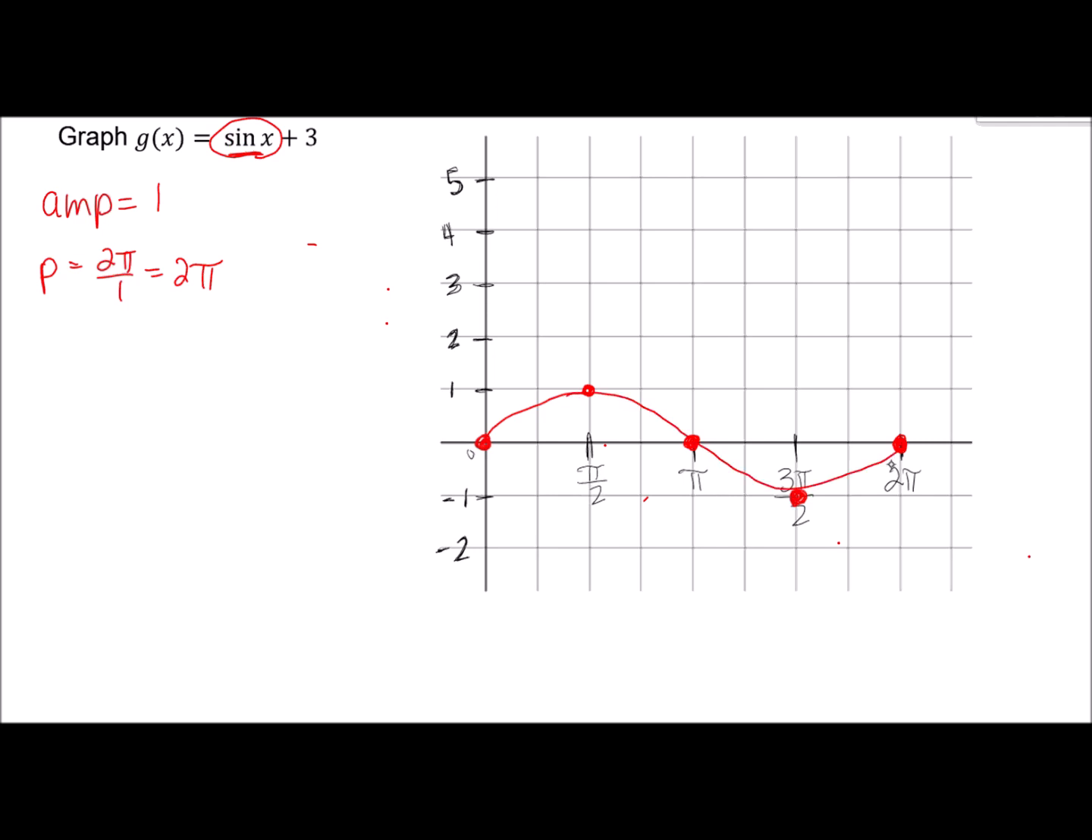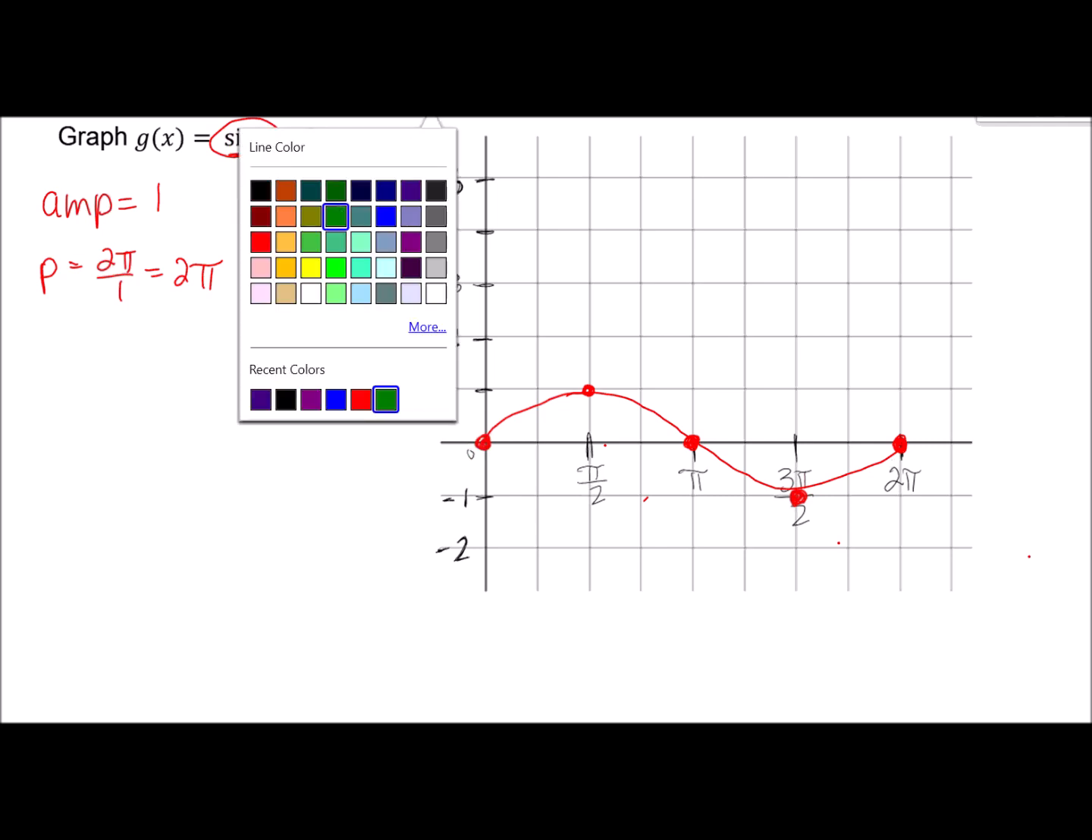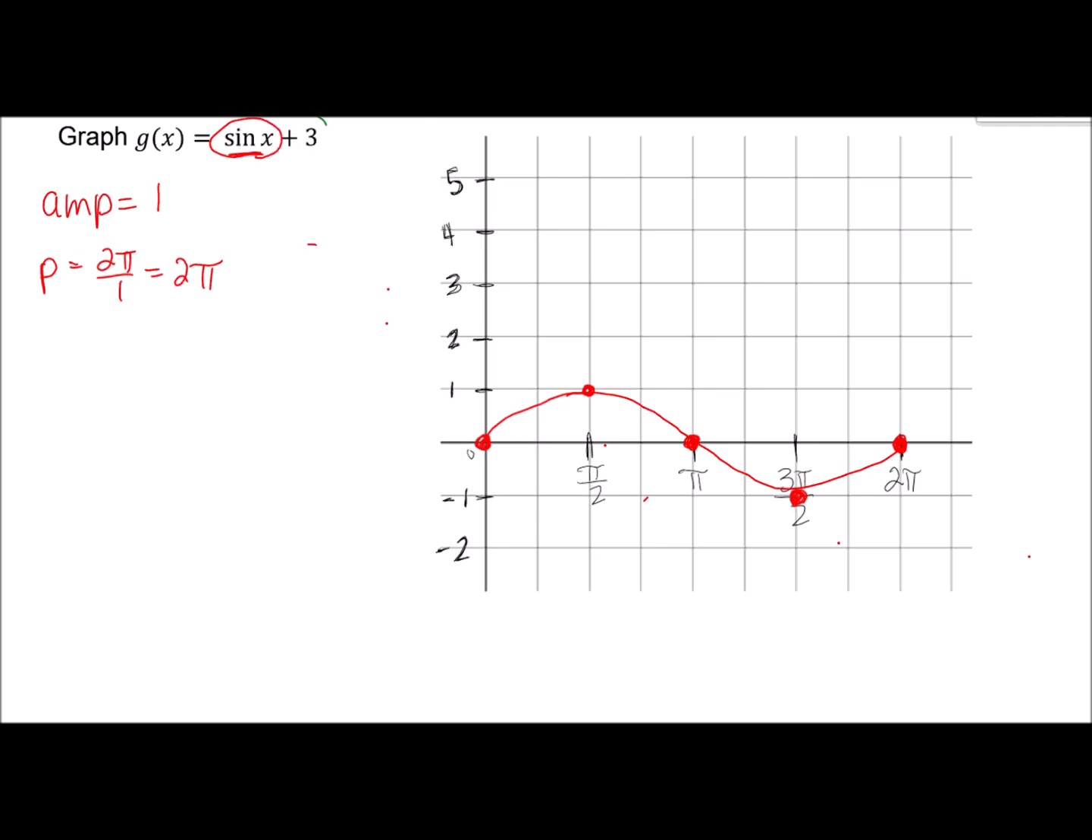Okay, there's the original sine of x. Then you come along and you're going to take every one of those points and add 3 to them, which just means to go up 1, 2, 3. Okay, this one right here, go up 1, 2, 3. This one right here, 1, 2, 3. And 1, 2, 3. And you connect those dots. And that is your final graph.